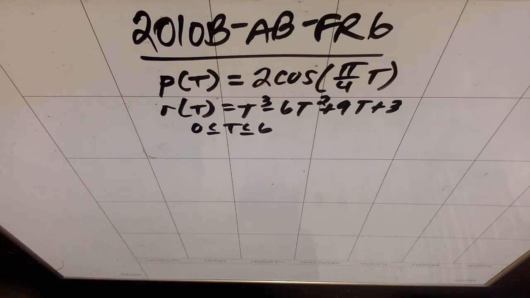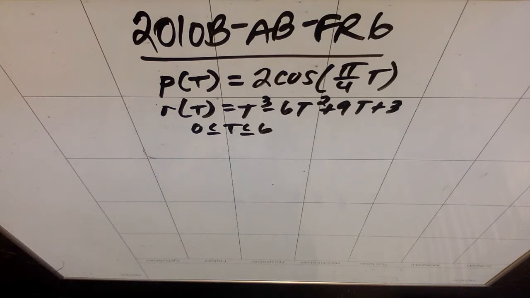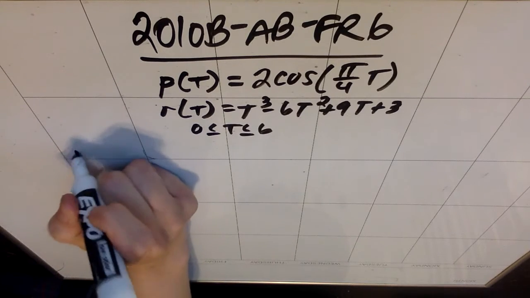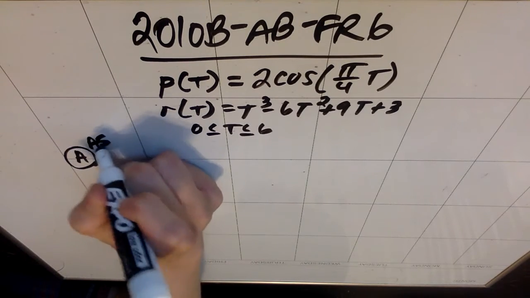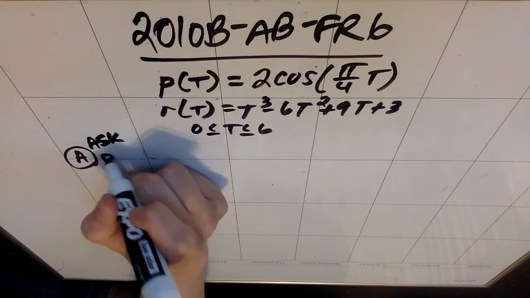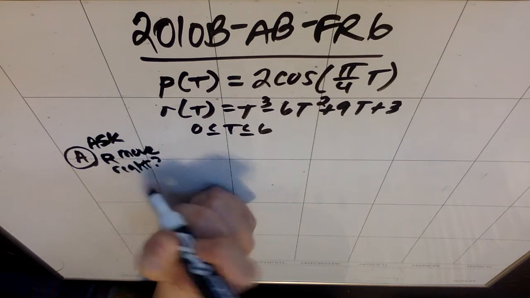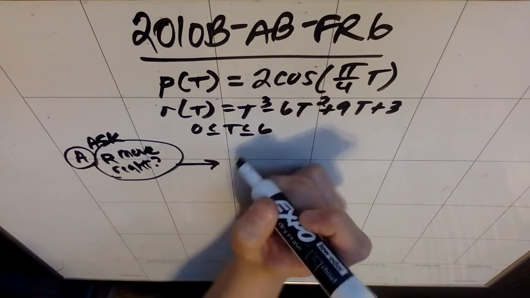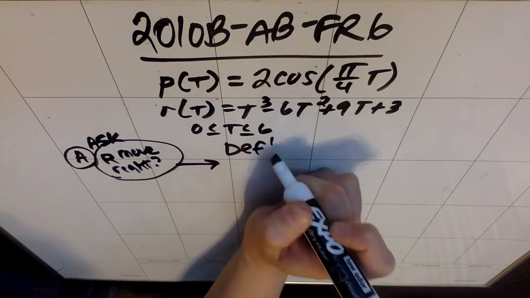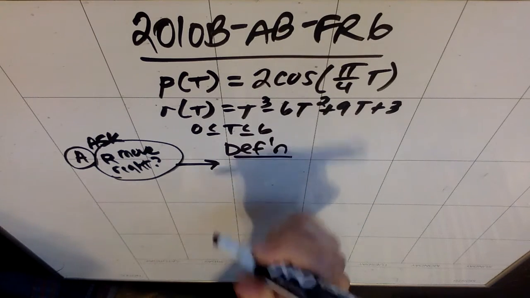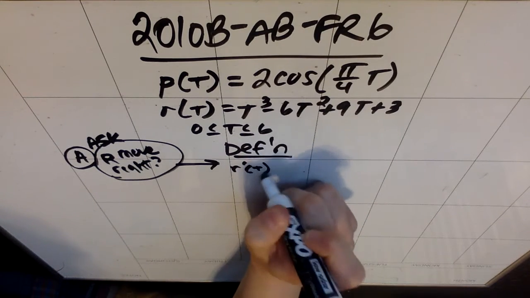Part A, for that window from 0 to 6, find all times t during which particle R is moving right. So this is going to be a lot about translation in this problem, right? So in part A, we should make sure we note what they ask. They ask, when is R moving to the right? Okay, that's what they're asking. So we need to translate that to what it means as a definition. So R is moving to the right if its velocity, meaning R prime of t, is positive. So that's what we're looking for.